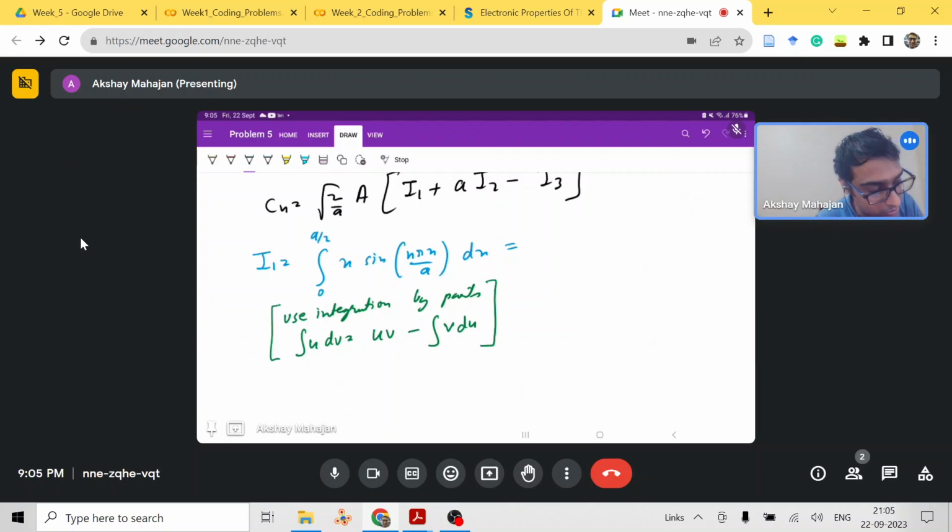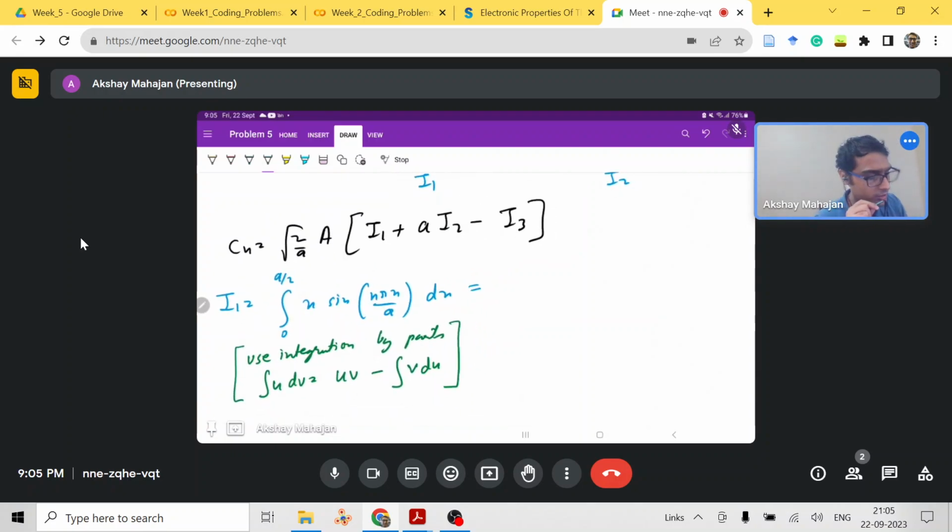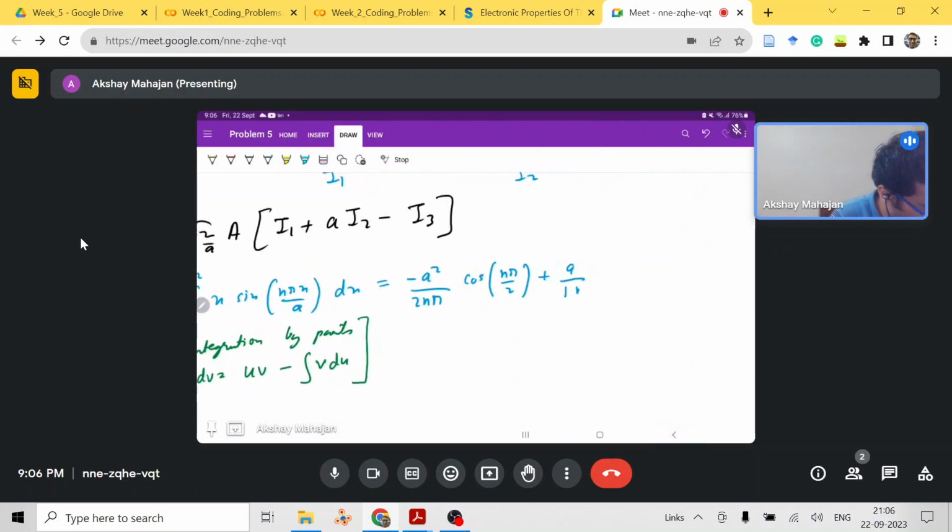So you just have to use this integration by parts formula, and we have already done the same thing in the previous question. So I will just write the answer in this case. That will equal minus a square upon 2 n pi times cos of n pi by 2 plus a upon n pi whole square times sine of n pi by 2.